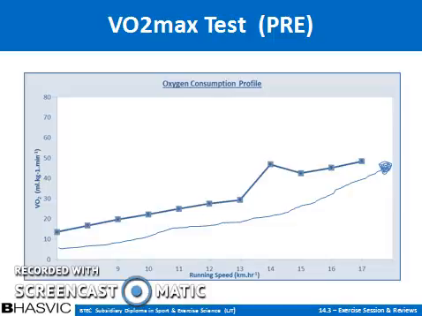And as our heart becomes more efficient, we can then make more contractions for longer periods of time, as there's more blood going to the muscles.